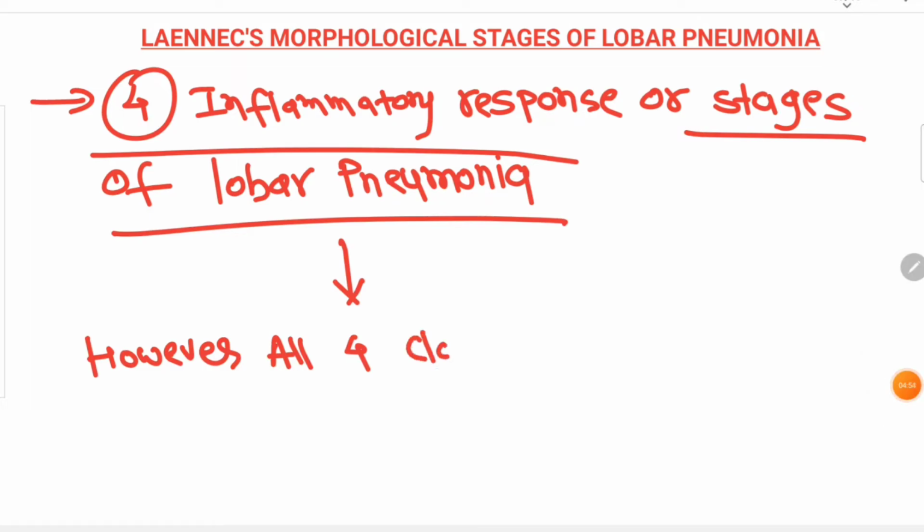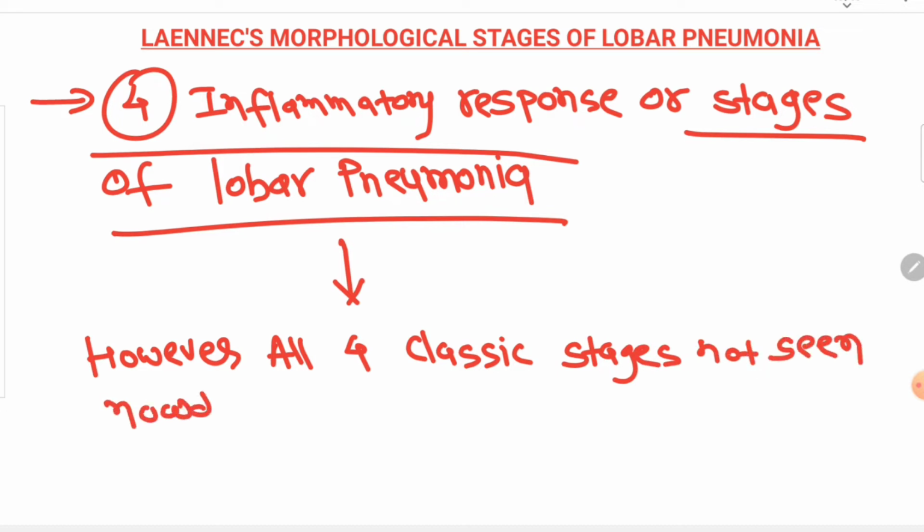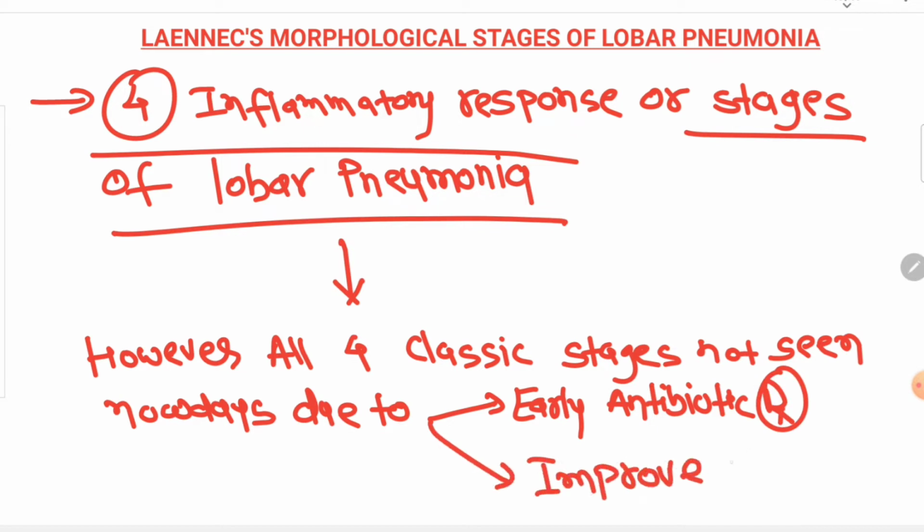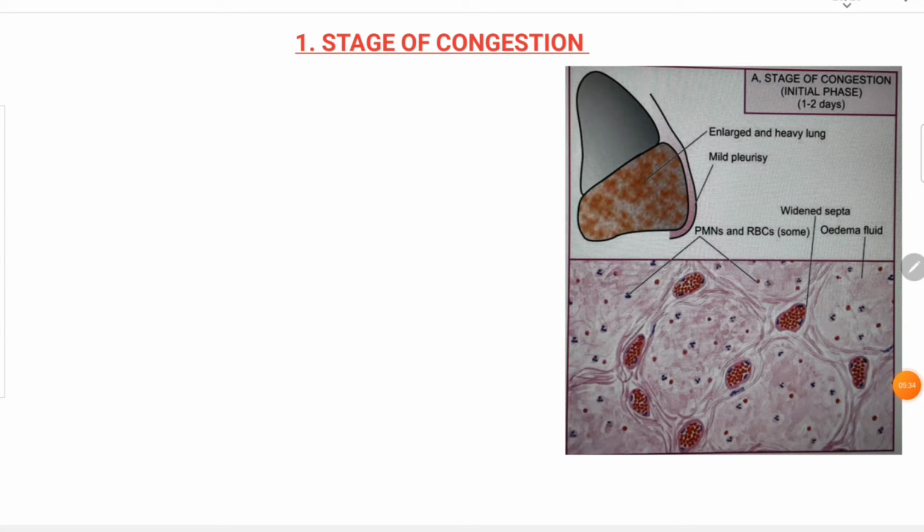However, you need to remember that all 4 classical stages are not seen nowadays. I will discuss which are the 4 stages, but these 4 classical stages may not be seen in every individual nowadays, because early antibiotic treatment is given and there is a lot of improvement in medical care. Because of these 2 reasons, the 4 classical stages are not seen in every individual. But let's understand the 4 stages one by one.